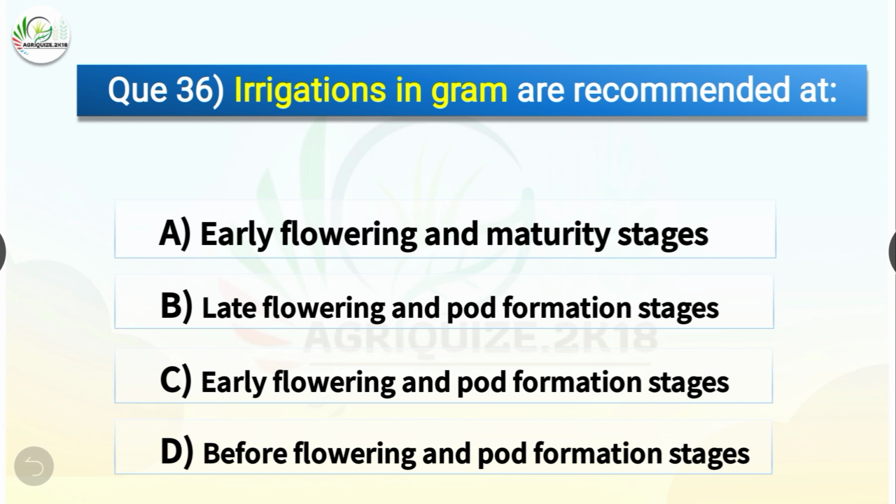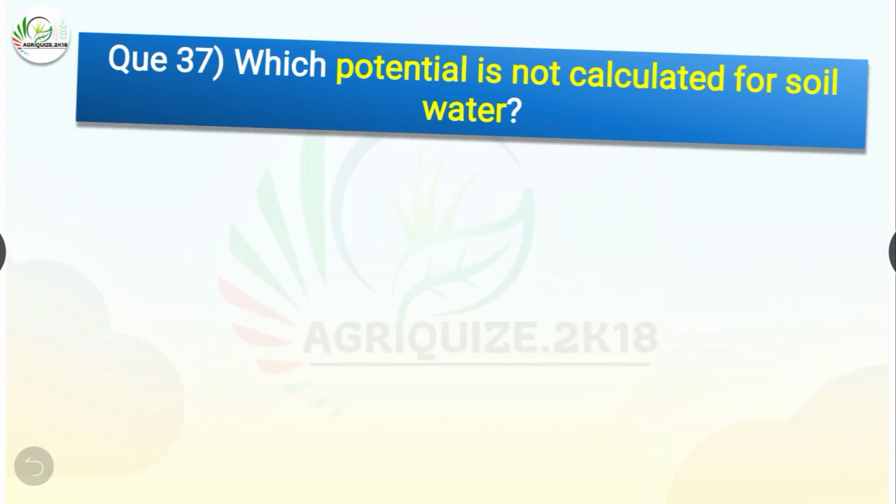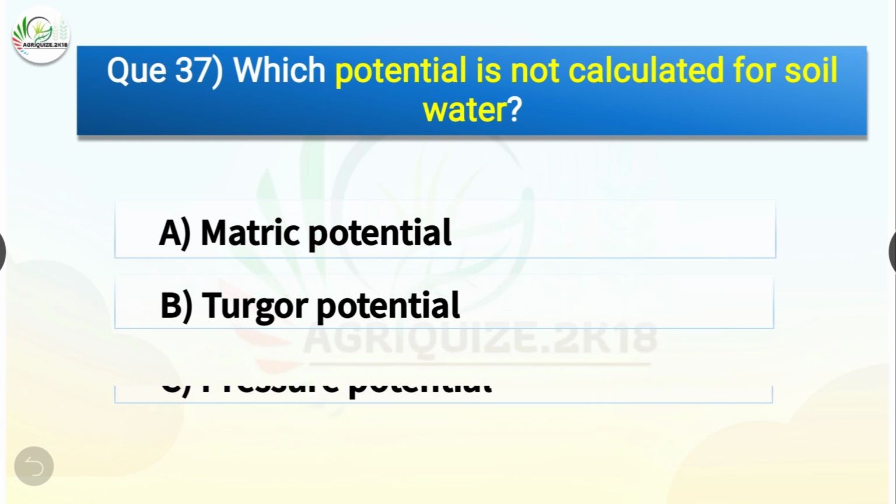The correct answer is option D, before flowering and pod formation stages. So irrigation in gram is recommended at before flowering and pod formation stages. Question number 37. Which potential is not calculated for soil water?